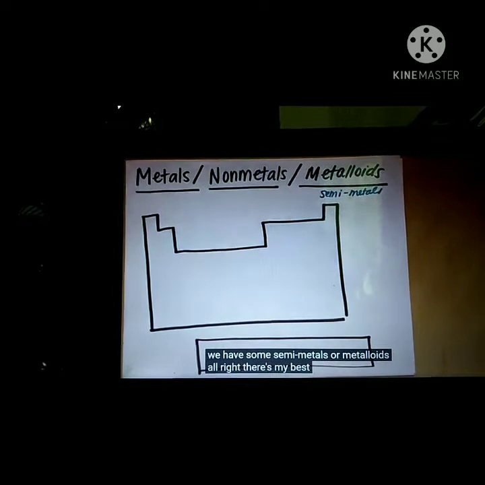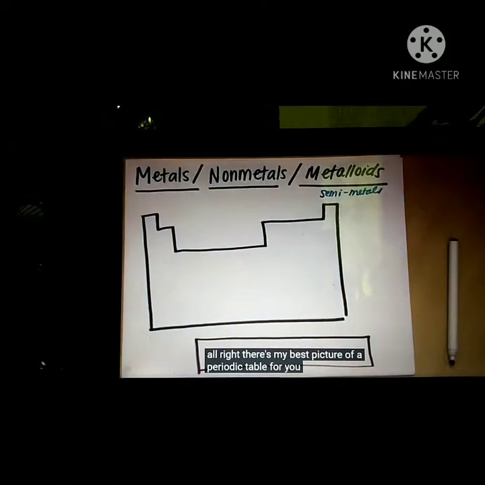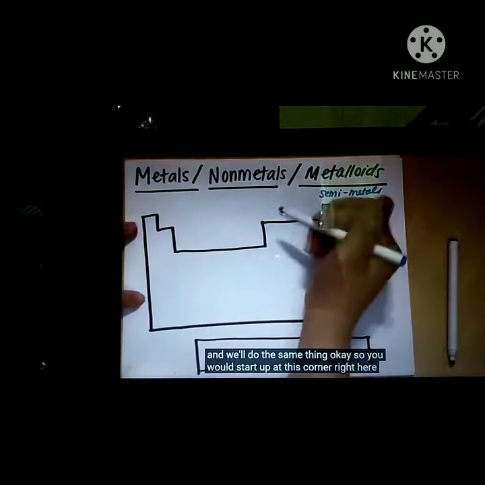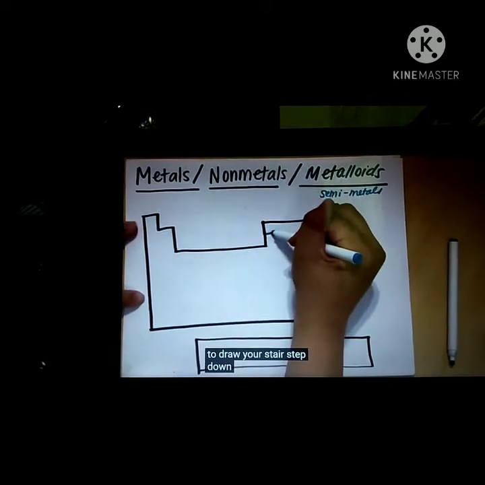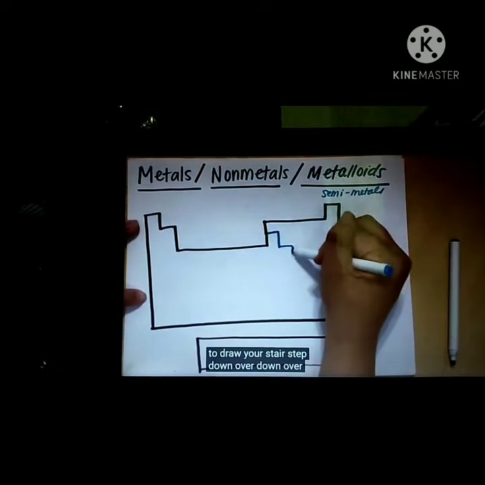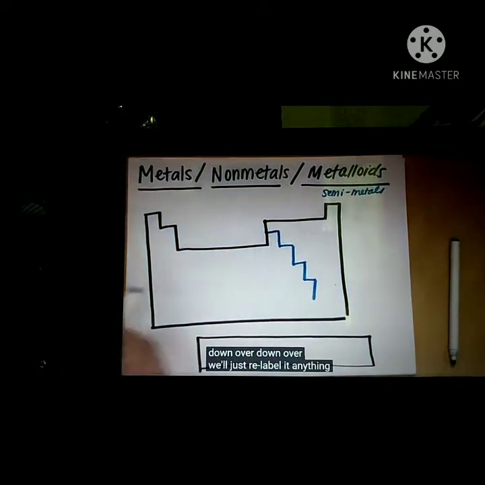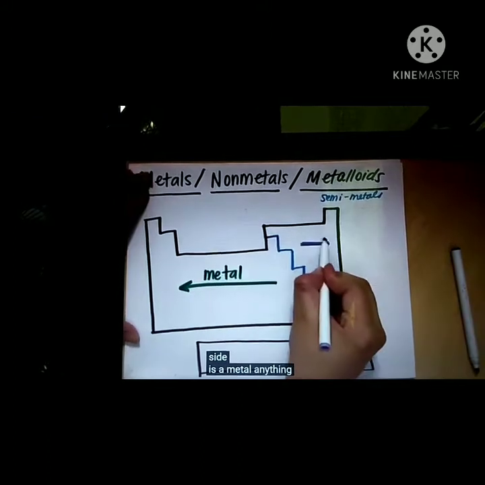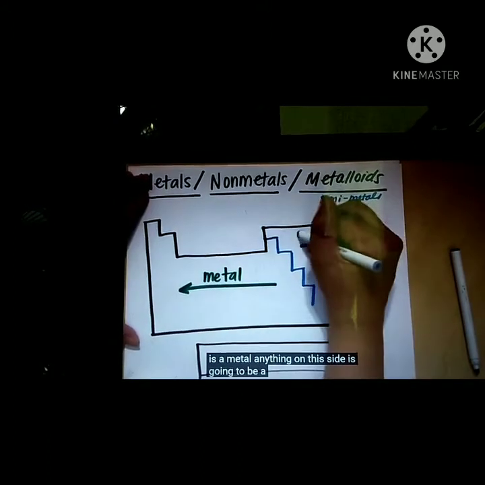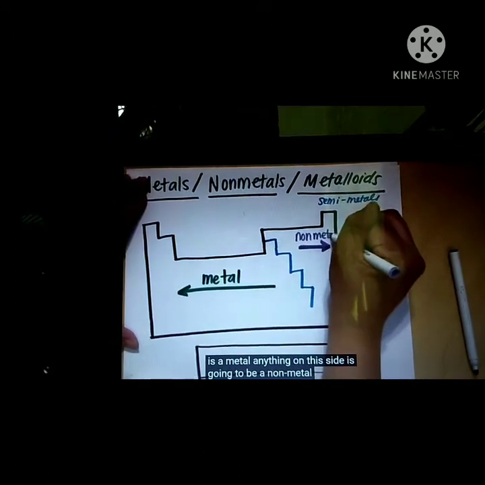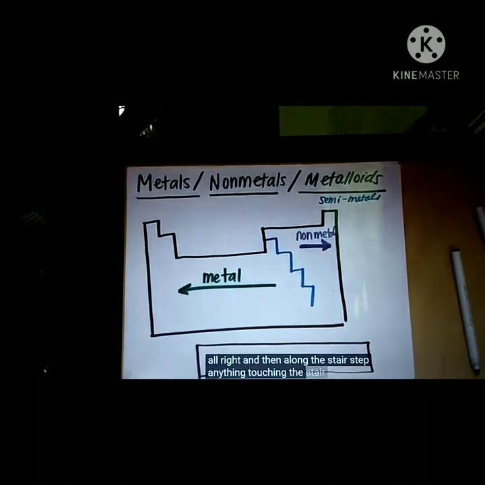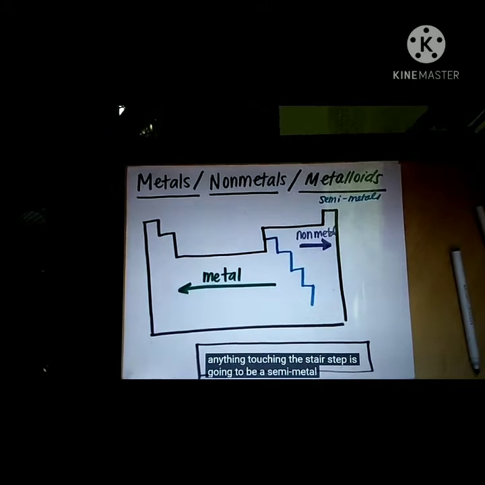There's my best picture of a periodic table for you, and we'll do the same thing. You would start up at this corner right here to draw your stair step: down, over, down, over. We'll just relabel it. Anything on this side is a metal. Anything on this side is going to be a non-metal. And then along the stair step, anything touching the stair step is going to be a semi-metal, except for aluminum.